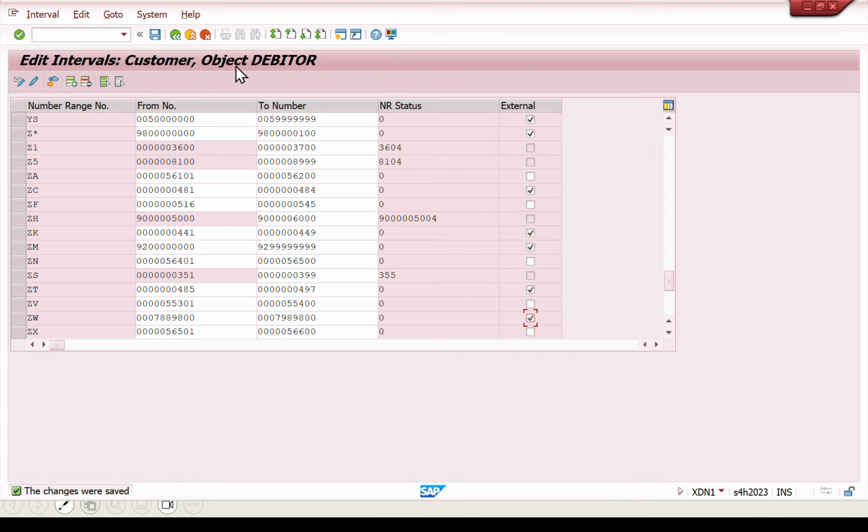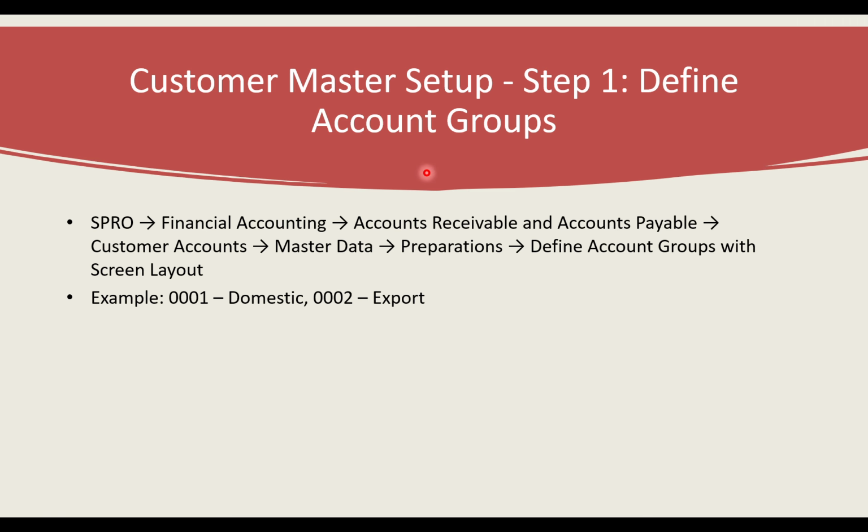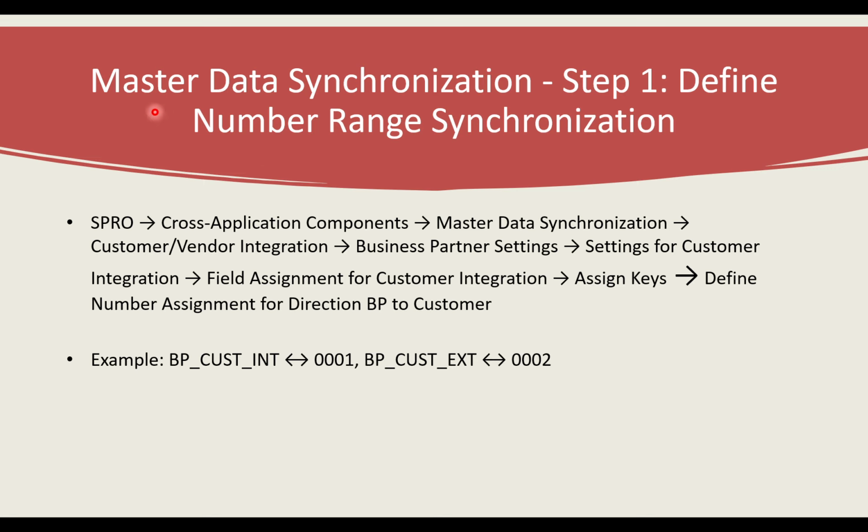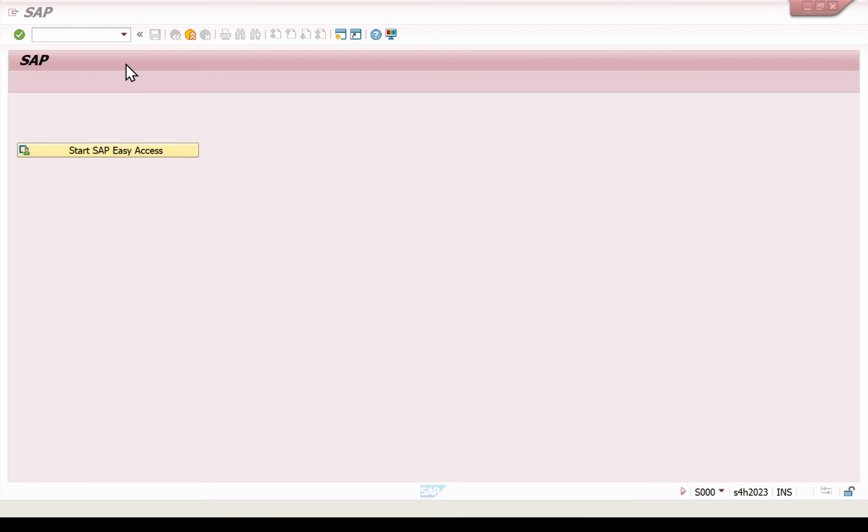Okay, done. So the customer master setup is also done. Next, what is our step? Defining account groups is done, and the number range assignment for account groups is also done. So the next step is master data synchronization. We need to map the BP account group to the customer master account group. This is the configuration path for it. Let me take you to the system and open the IMG screen.